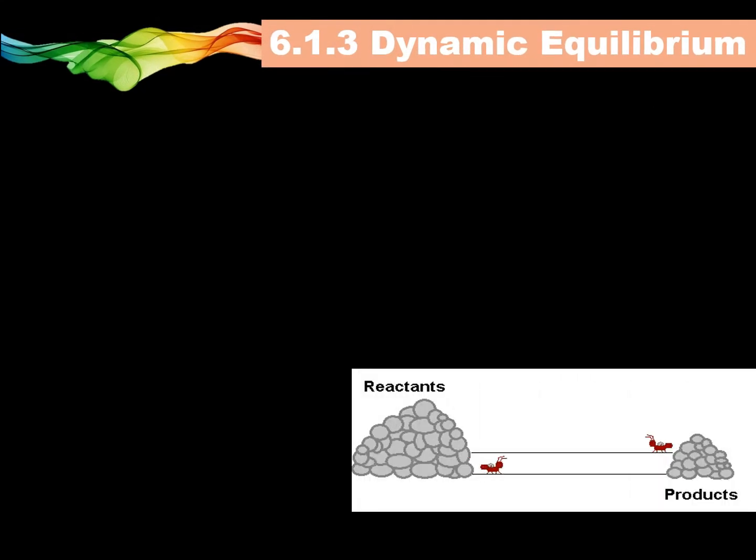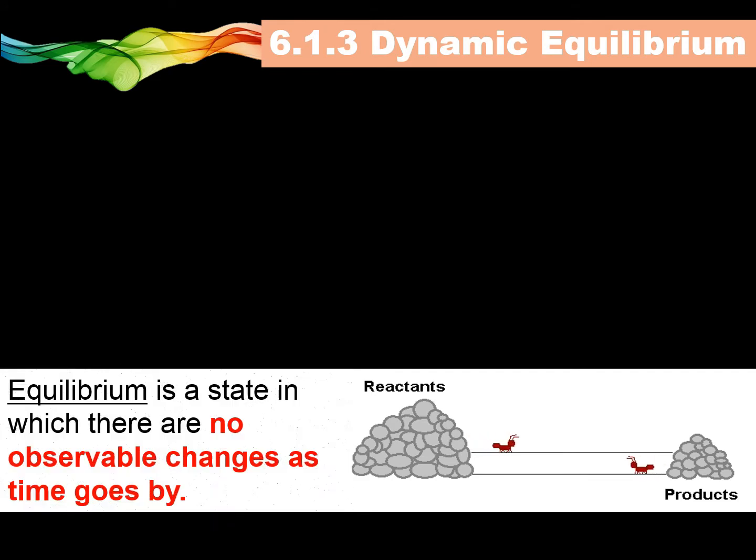As time goes by, for every molecule of reactants that gets converted to products, a molecule of products will get converted back to reactants at the same time. This is what we call equilibrium, a state in which there are no observable changes as time goes by.